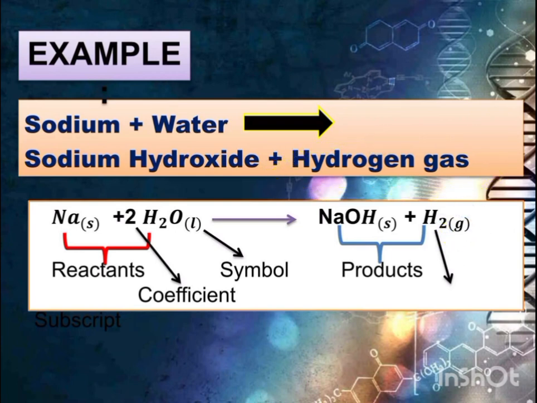Now to separate the reactants from the products, I use the sign of an arrow with a single arrowhead. These are the reactants, sodium and water, which are written on the left side. These are the products, which are written on the right side.